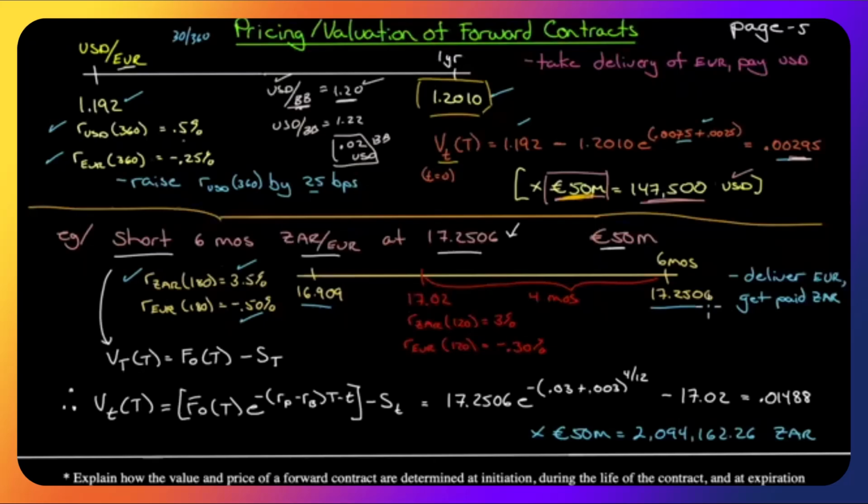And you can verify that by taking 16.909 multiplied by 1.035 to the power of 0.5, and then dividing that by 0.995, because that's 1 plus, this is a minus, 0.995 to the power of 0.5, and you'll get to 17.205. And at this point in time, we will deliver 50 million euro, and we will get paid in South African rand for delivering those euros. Let's value this contract at this point in time.